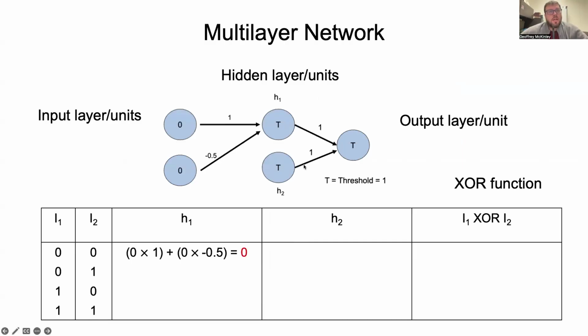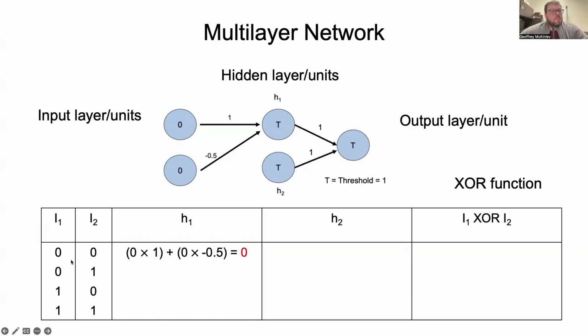Now, this is just a simple multi-layer network. We have two input units, two hidden layer units, and then one output layer, which is just one unit. Let's do our truth table. First we're going to figure out the input to H1 and H2, and then what their output is, which goes on to the output layer.